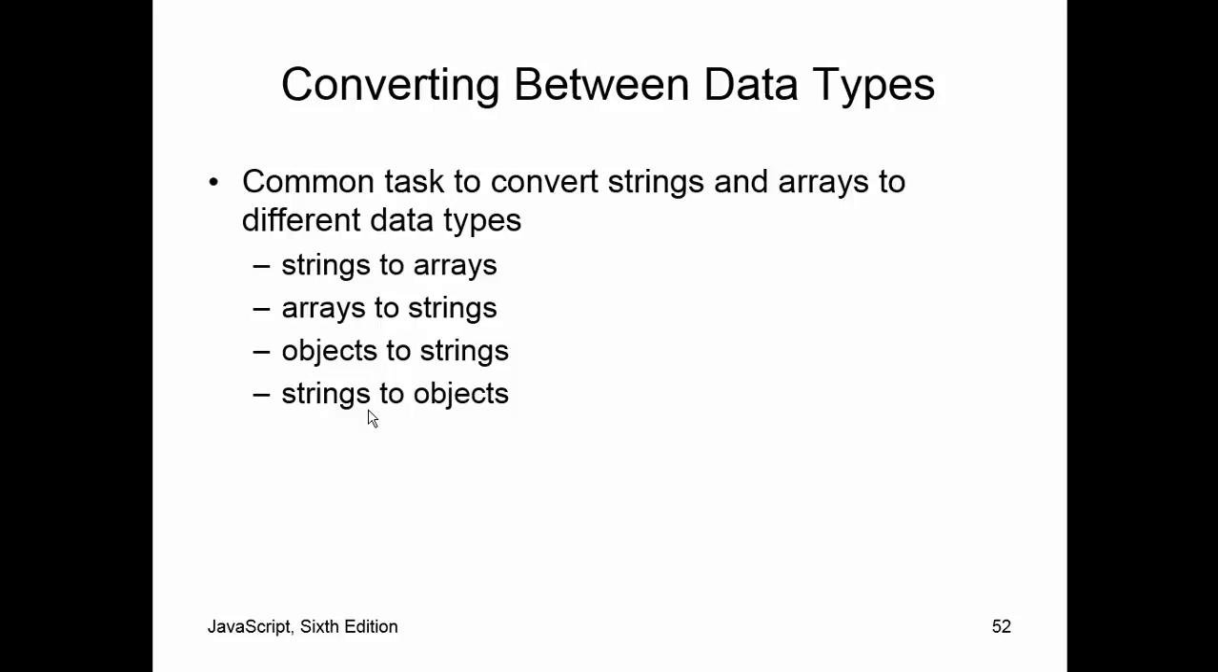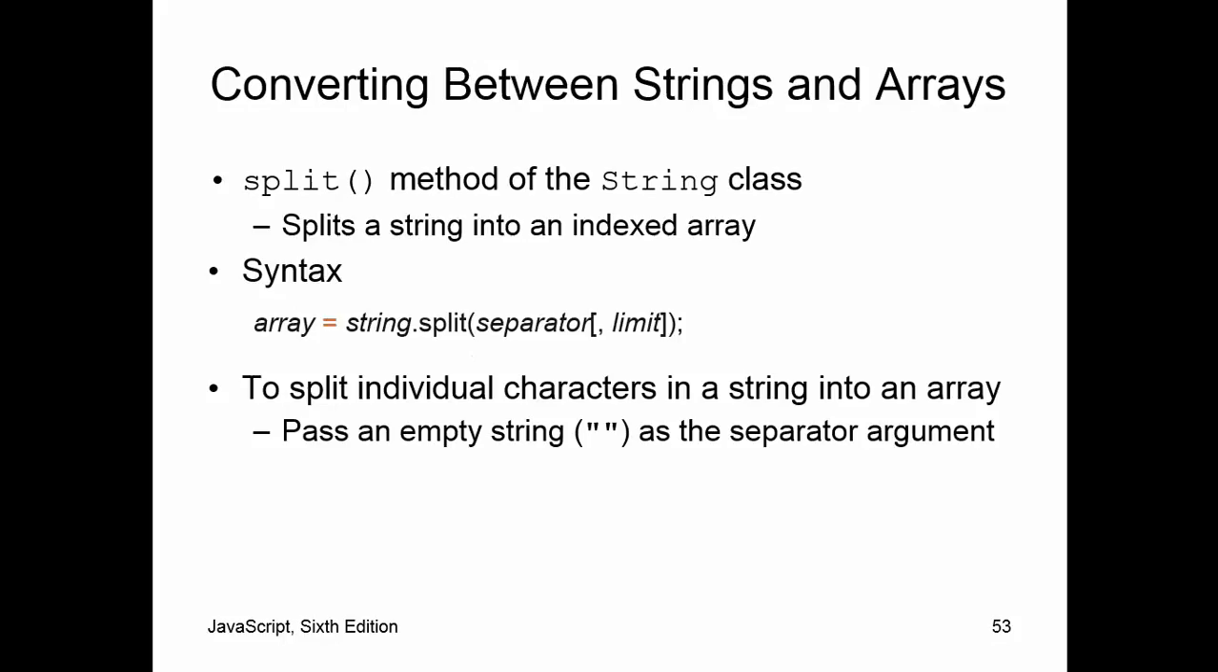Converting between data types. And let's see where we are in the book here. I'm on the bottom of page 588. And they mention there another common task while working with strings and arrays is to convert them to different data types. So again, if you want to be able to go from a string to an array to a string, an object to a string, or a string to an object, these are methods that you can use.